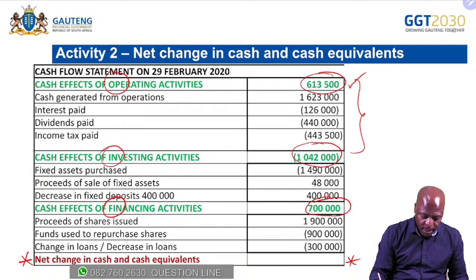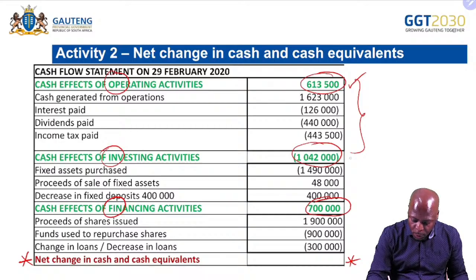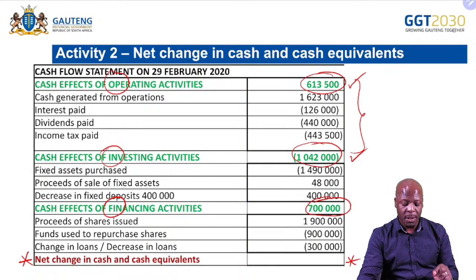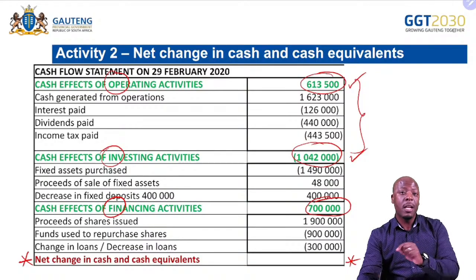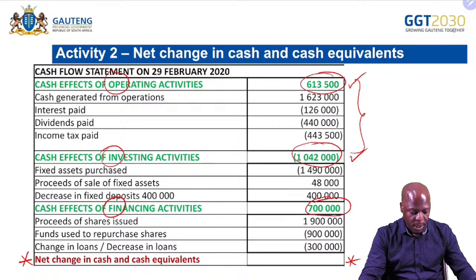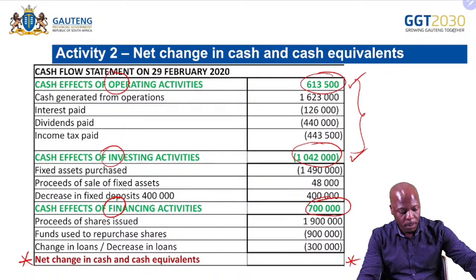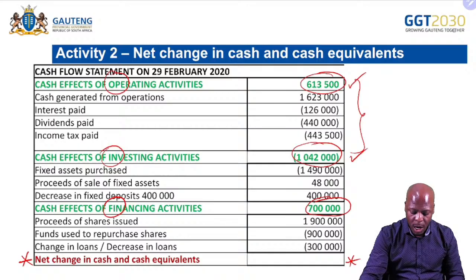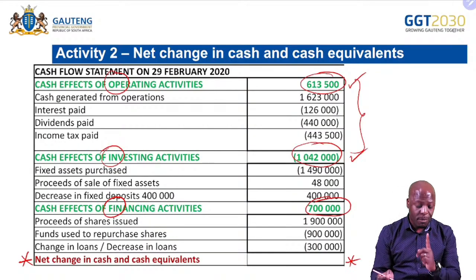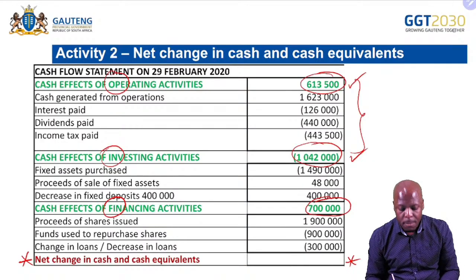Then you come to the investing activities, 1,042,000. Remember, that's a minus now. So on your calculator, you must say 613,500, then minus 1,042,000. That's a minus. Then you will now say plus, because the 700,000 does not have a bracket. That's a cash inflow.